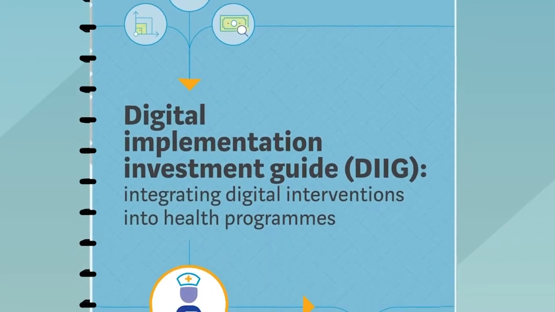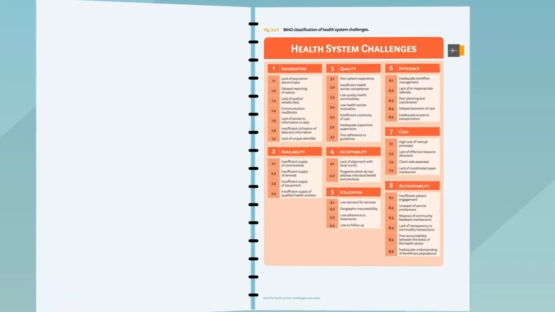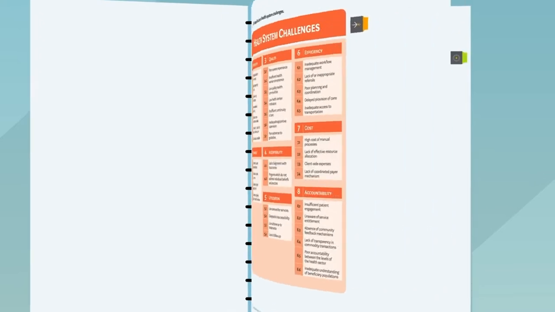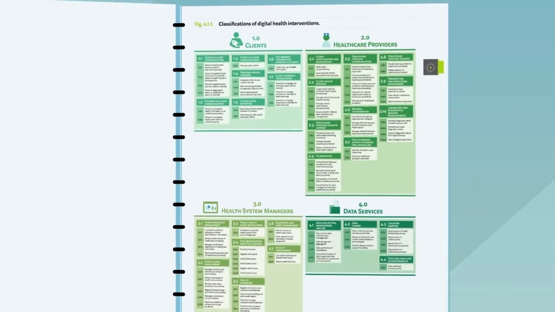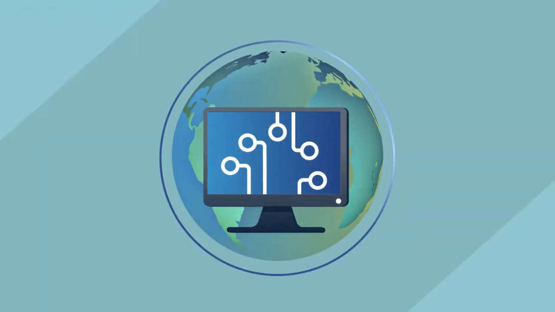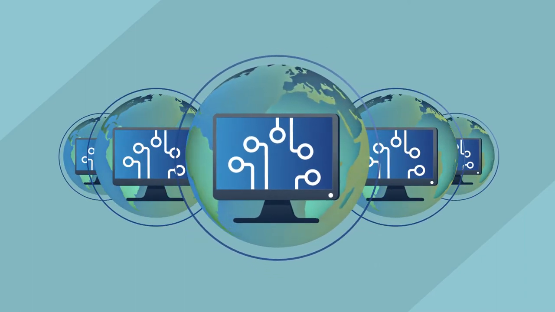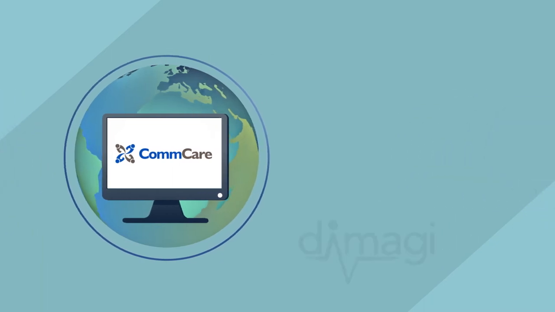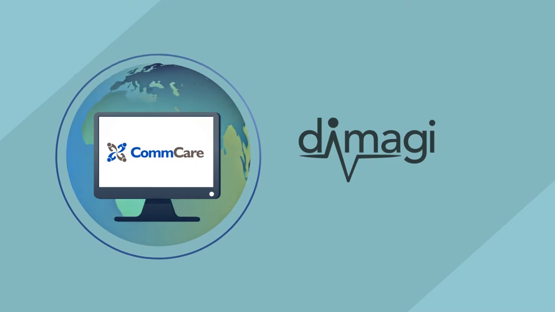The WHO classification framework in the Digital Implementation Investment Guide has identified 39 potential health system challenges and over 80 specific ways that digital tools can improve health services. These interventions are parceled in a variety of digital health global goods. Each video in this series will highlight a single global good. This video will feature CommCare, an application platform used to build community health information systems stewarded by Dimagi.